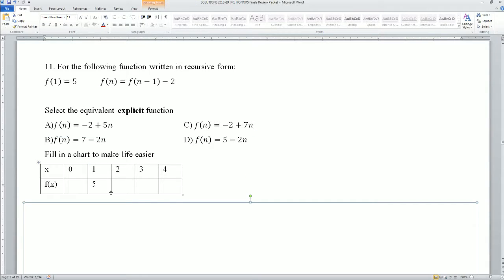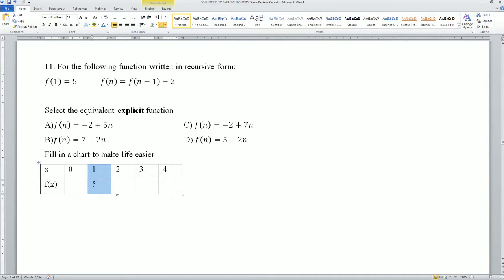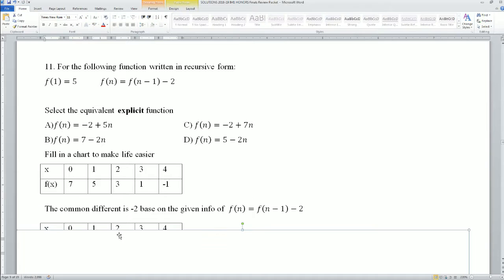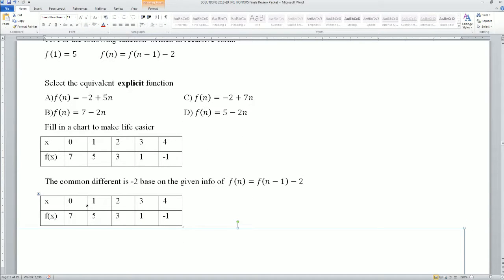So again, I'm going to make my chart to make my life easier. Now, to get to the next term, it's the previous term minus 2. I'm subtracting 2 from each one. So 5 subtract 2 is 3, subtract 2 is 1, subtract 2 is negative 1. Go backwards if I want to find the zero term, which should be 7. Yep, I fill in the chart here.